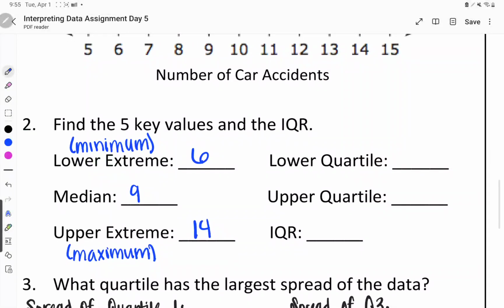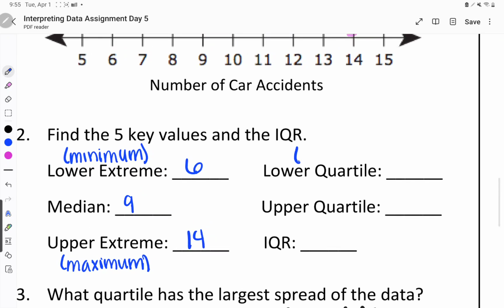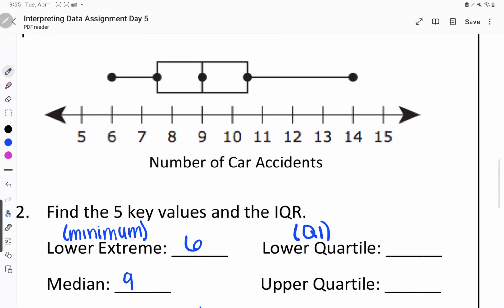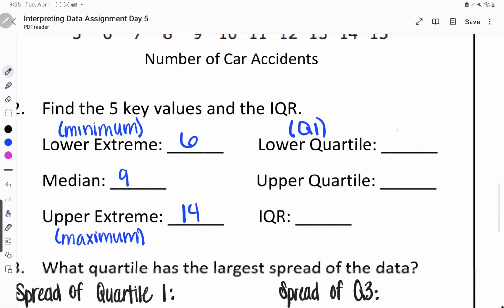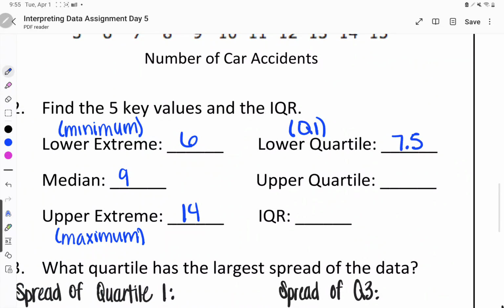Then it asks for the lower quartile. And if you remember, lower quartile is just another word for quartile 1. Well, if we look, here's quartile 1 right here, and what is the value for quartile 1? That is like halfway between the 7 and the 8 right there. So this is going to be 7.5.